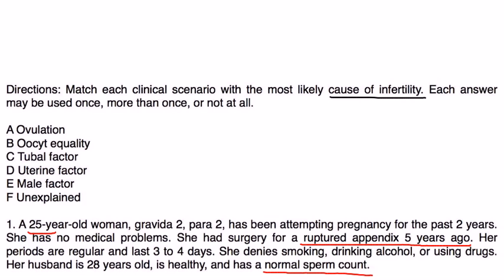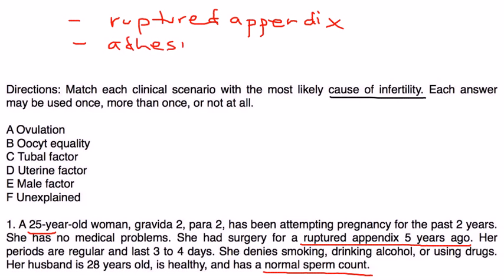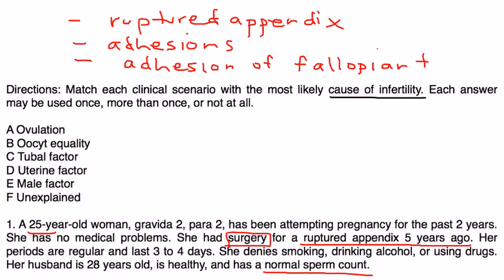Okay, well, the only thing they told you in this question is that she had a ruptured appendix. Not much information. But from that, we can deduce that she probably had some adhesions because she had surgery. And the risk of adhesion formation is very high. Now, the appendix is at close proximity to the fallopian tube. So what's probably happening is that she has adhesions of the fallopian tubes to other structures in the vicinity.